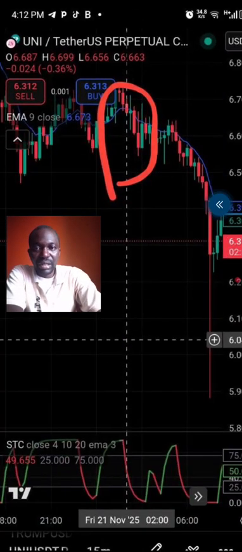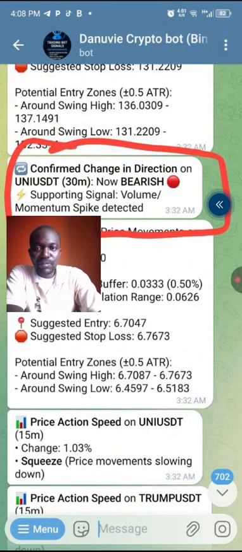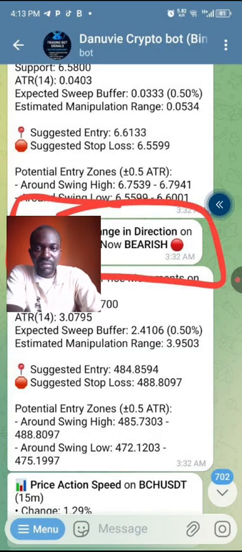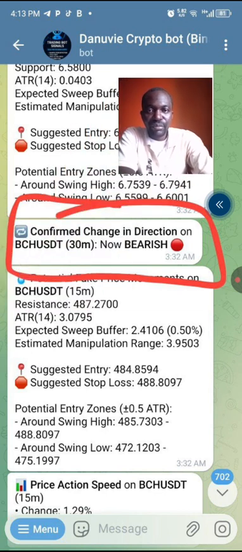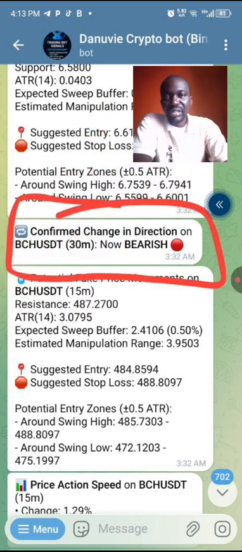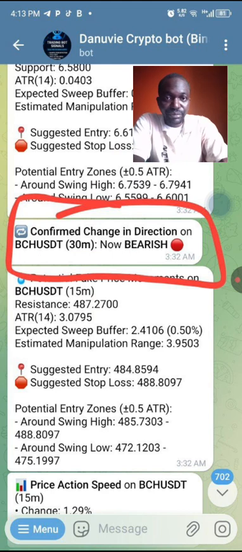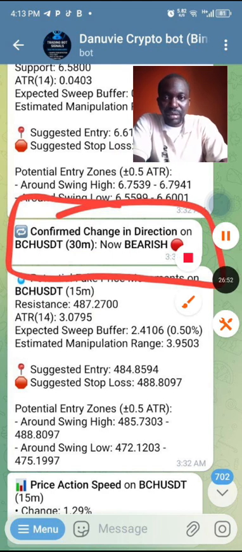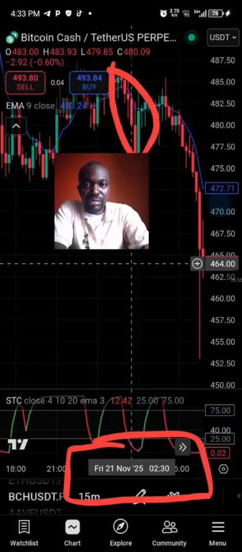Alright, so let's look at the next one. Okay, this is UNI. Do we have another? Okay, we still have another one: BCH. I think BCH should be the last signal for today. So, BCH USDT, let's just look at it real quick. This is BCH.